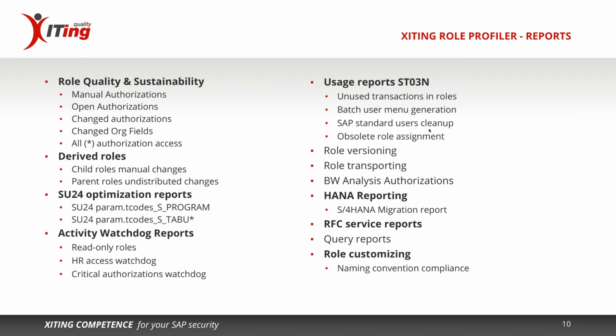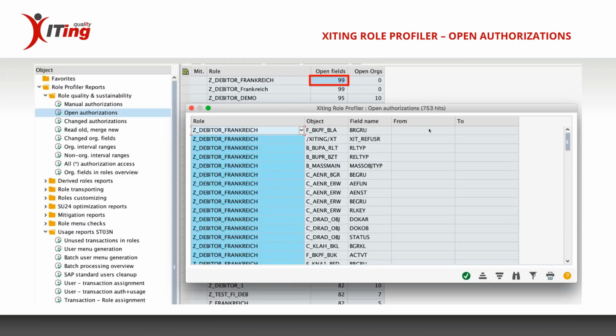But overall, there are about 90 reports that you can run, and here is an incomplete list of those 90 that gives you an idea of how good your existing role concept is. And so let's start with a very simple example, scanning your roles for open authorizations. So I've selected all my Z roles in this example.